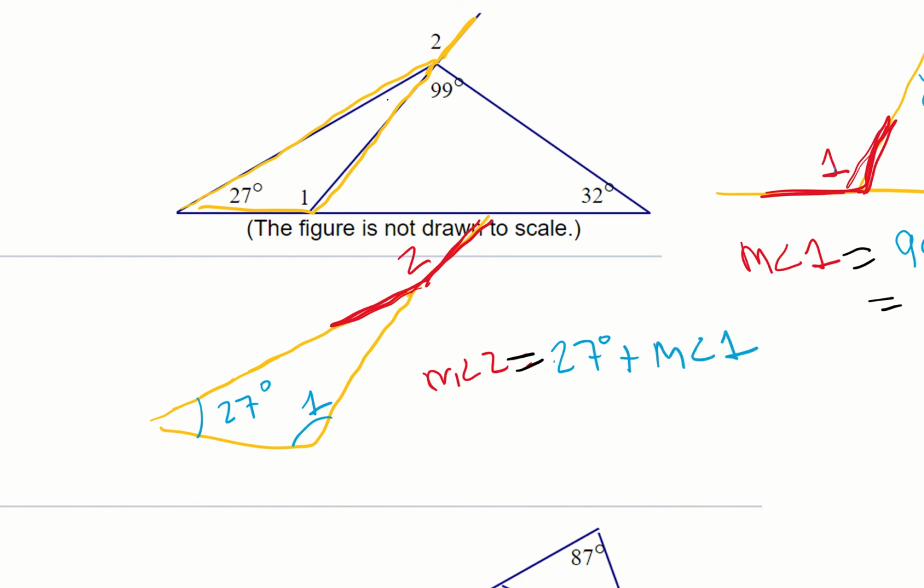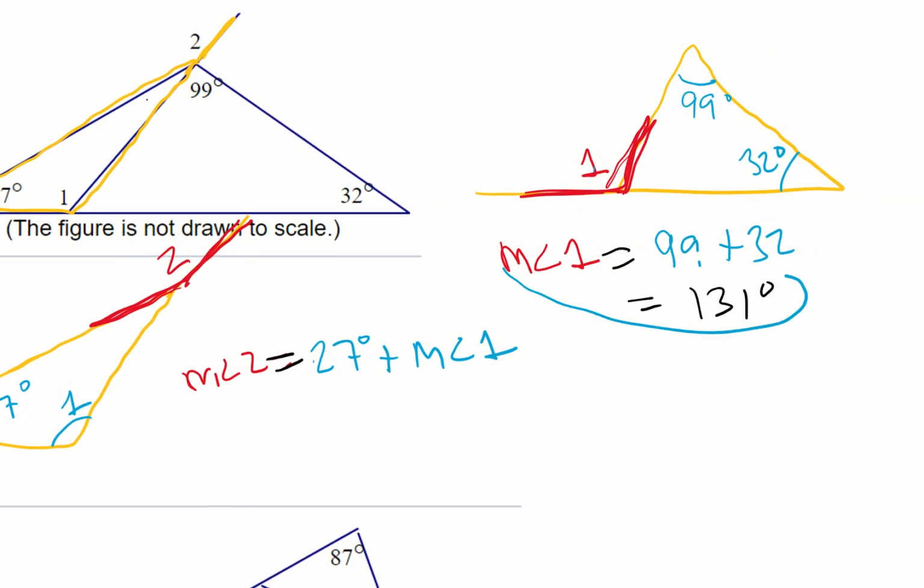But we know what angle 1 is, don't we? We found it here. So we can plug that in. So really we can make a substitution and say that's just 131. So angle 2 is 27 plus 131, which is 159.